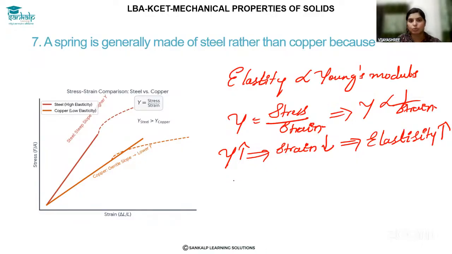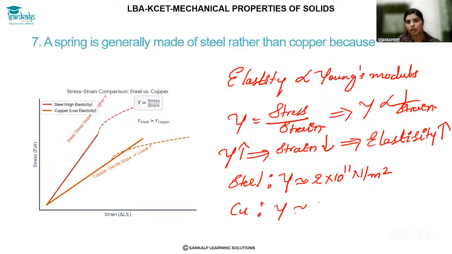So what is the Young's modulus of steel? For steel, it is nearly equal to 2 into 10 to the power 11 Newton per meter square. For copper, Young's modulus is 1.1 into 10 to the power 11 Newton per meter square. So which has more Young's modulus? Steel has more Young's modulus.